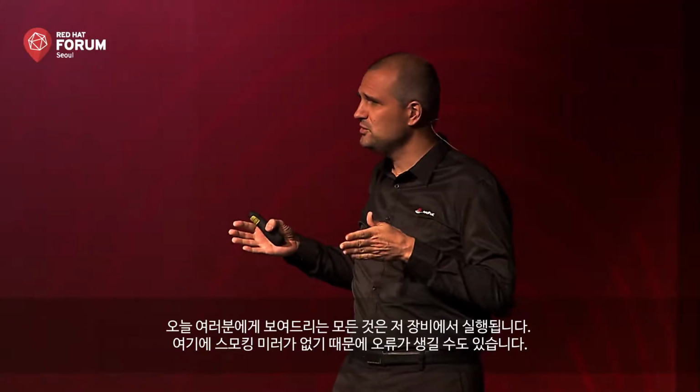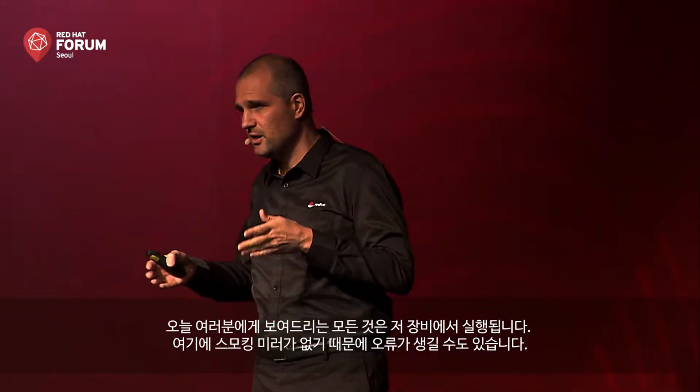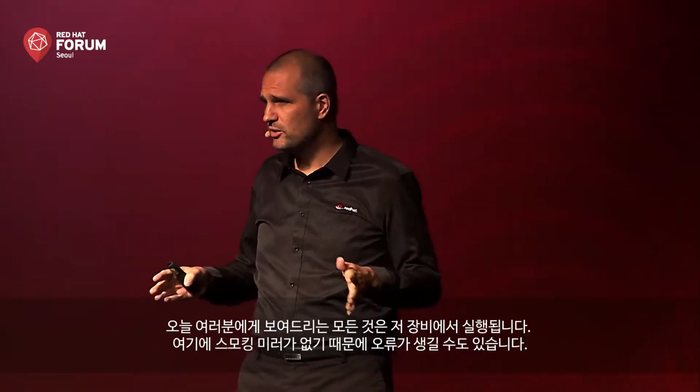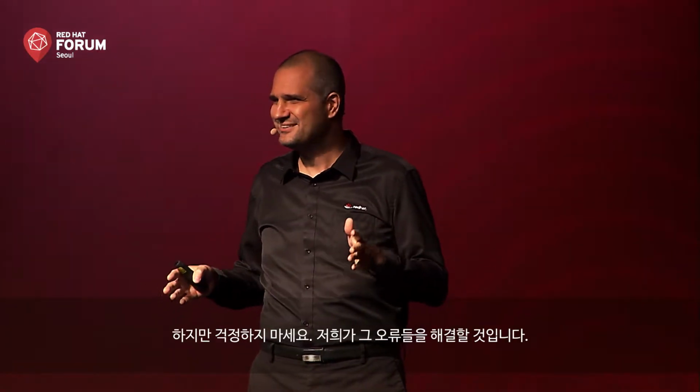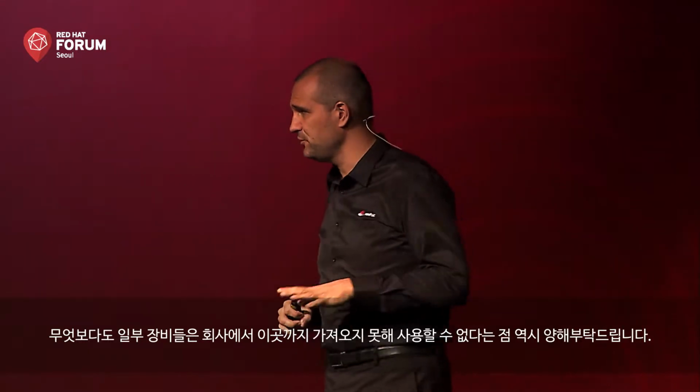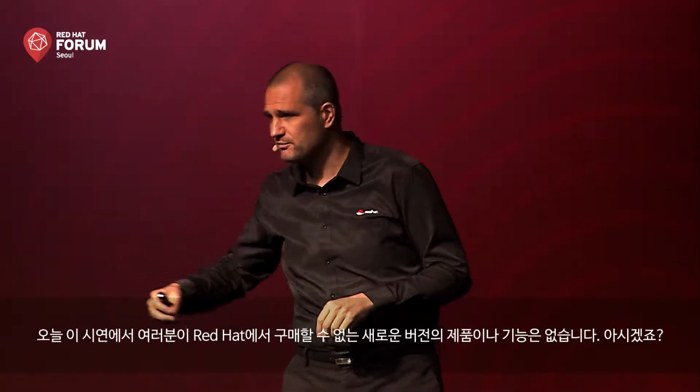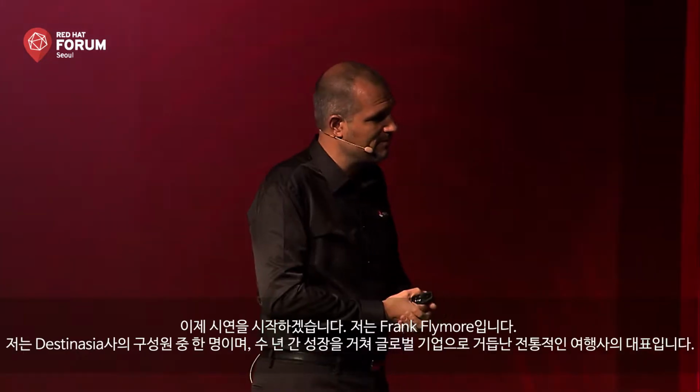Now, everything we show you today is running on the machine there. There is no smoke and mirrors, so things can go wrong. If it does, just bear with us. It's real. And most importantly, I think for you to understand, we are not using anything that we don't ship today. There's no future product version or capabilities in this demonstration that you cannot already acquire from Red Hat today. Okay? So with that, let's get going.